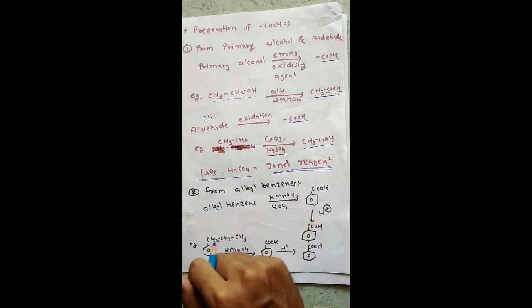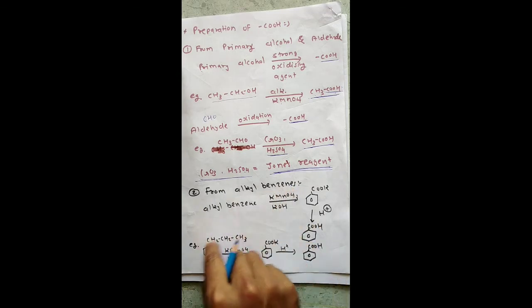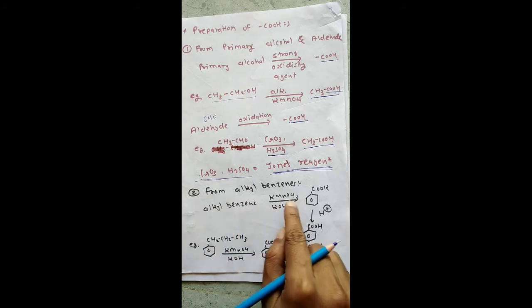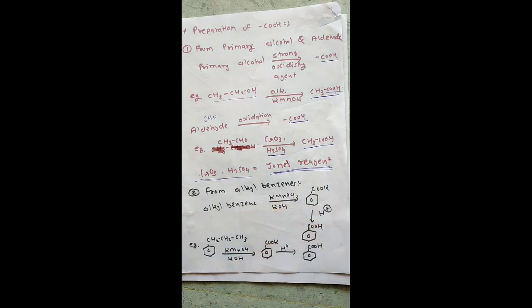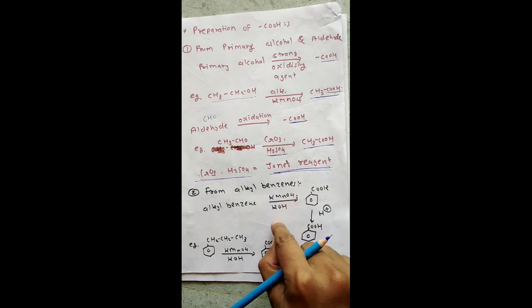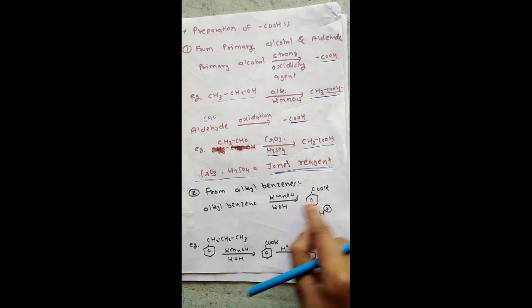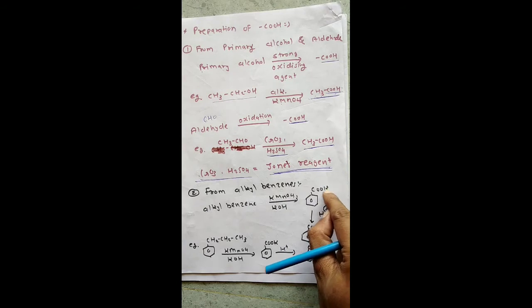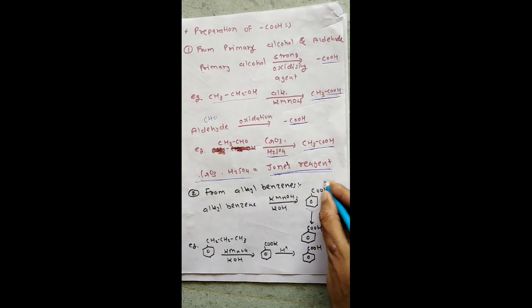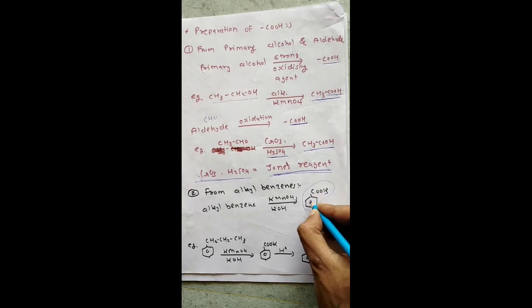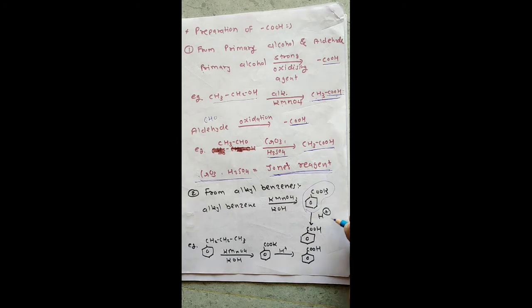Now the second method, from alkyl benzene. Again the same method you have to use here. Alkyl benzene, when oxidized in presence of the strong oxidizing agent KMnO4, in presence of base KOH, in the first step you will get COOK, means carboxylate salt, potassium carboxylate. This one is potassium and this one is the carboxylate ion. In the next step you have to just acidify that carboxylate salt, so you will get benzoic acid.